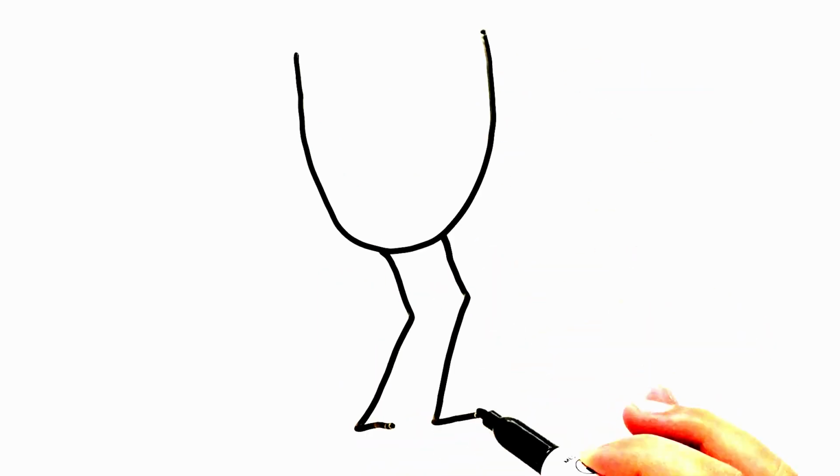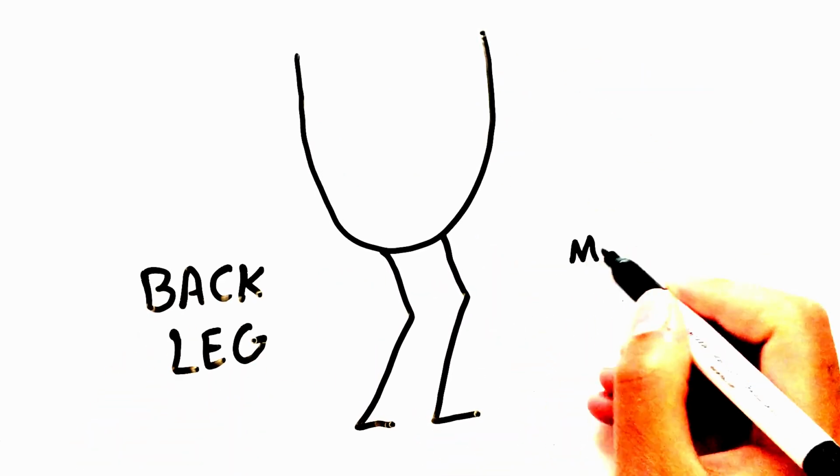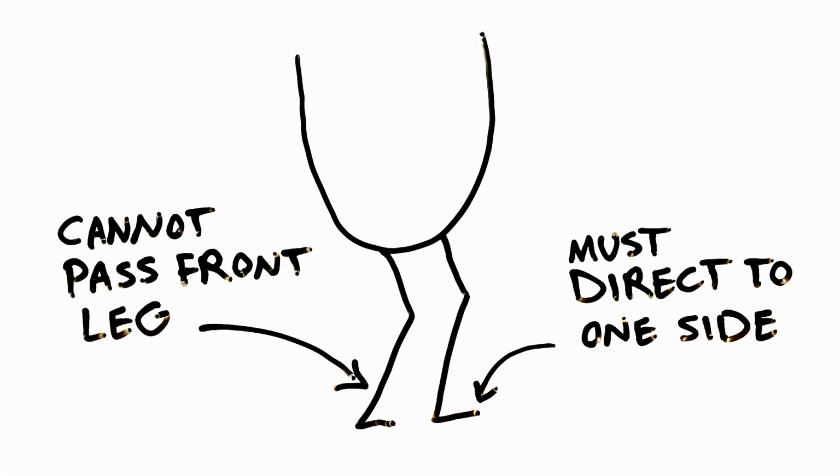Instead of having left and right legs, you're gonna have front and back legs. Your feet would direct to one side. While walking, your back foot cannot pass the front foot, so it's gonna be an inconvenient walk.